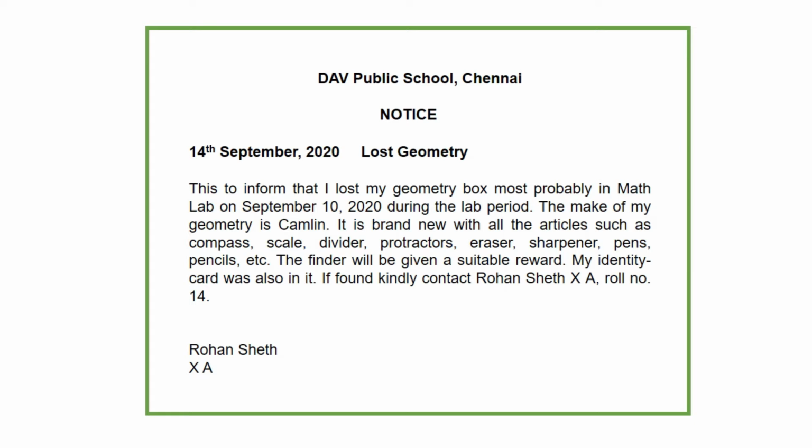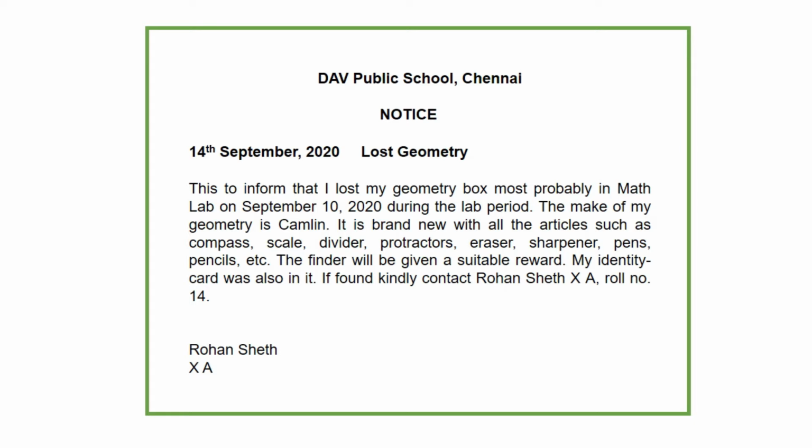The finder will be given a suitable reward. My identity card was also in it. If found, kindly contact Rohan Sheth, 10th A, roll number 14. And at the end, you were told to write down the name. So Rohan Sheth is the name of the boy. He has written the notice and he studies in 10th A.